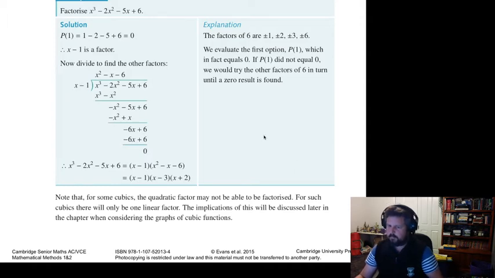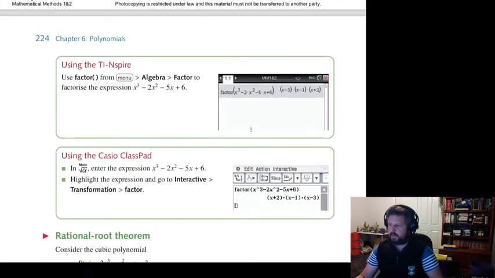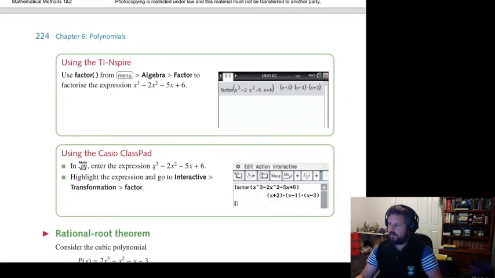Cool. Now, again, this can be done on your calculator. If you wanted to do it on your calculator here, go to interactive, transformation, and factor. That will pull up the factor function. Type in the expression, which we were just looking at, close the brackets, execute that command, and it will spit out the factors, which is good.